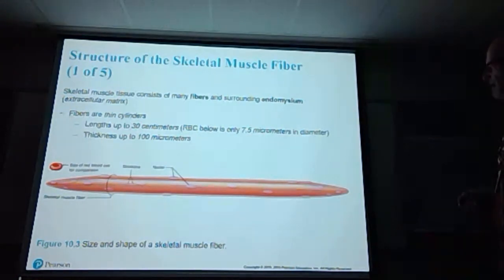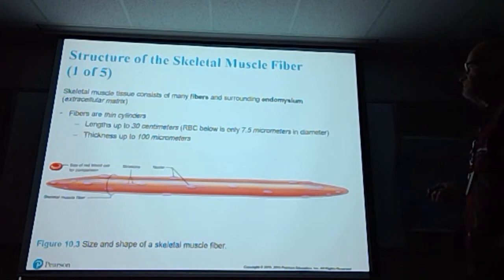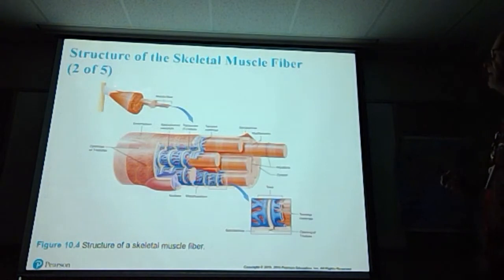Again, back to our idea of the cell from early in the semester, we remember that cells are individual units, but they can vary greatly in size. The thickness of these can be up to 100 micrometers. Here is a muscle such as the biceps brachii muscle, where it's attached to bone by a tendon. Here is the entire muscle. That is the blow up of the muscle fiber right there.